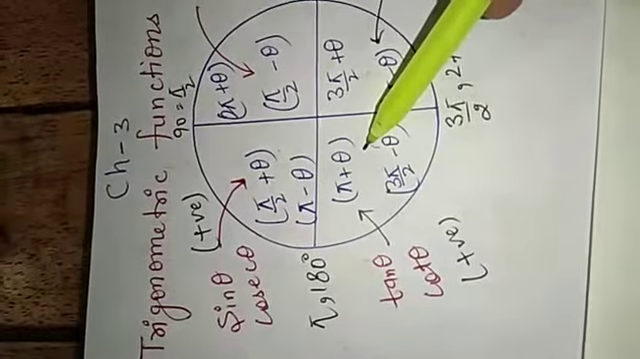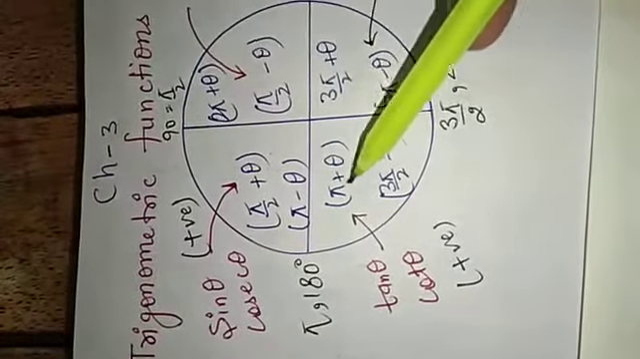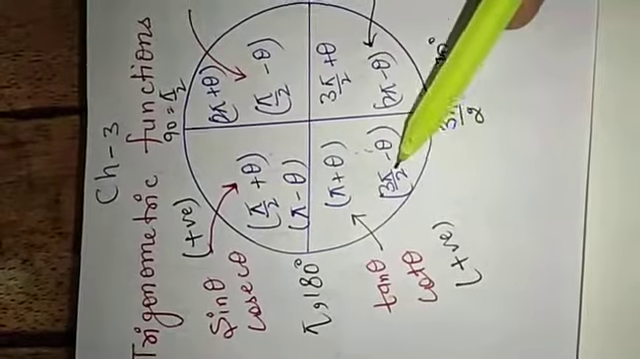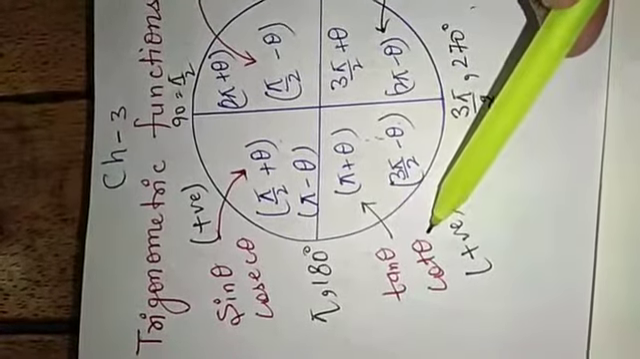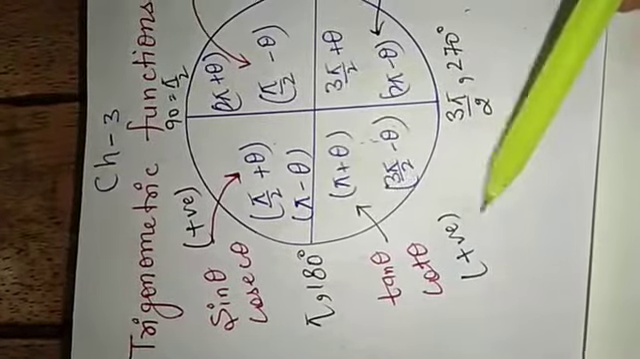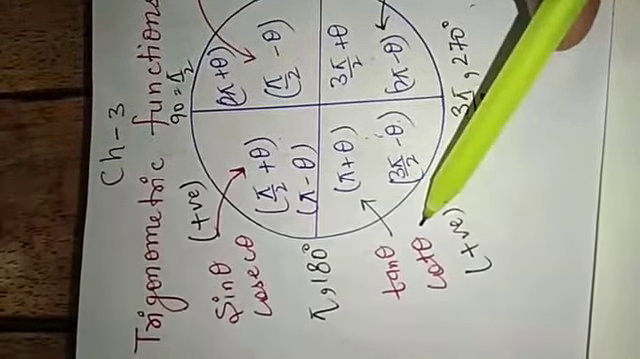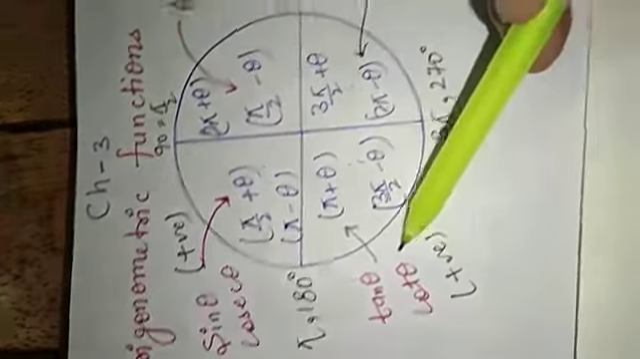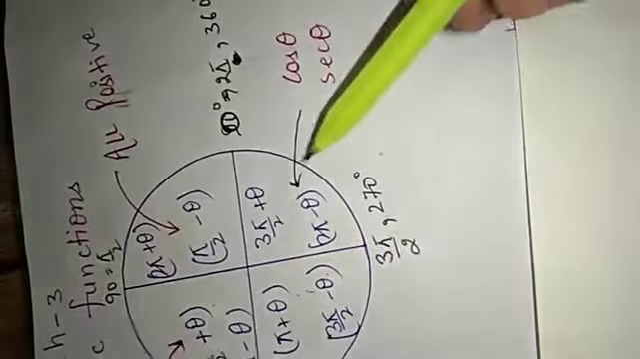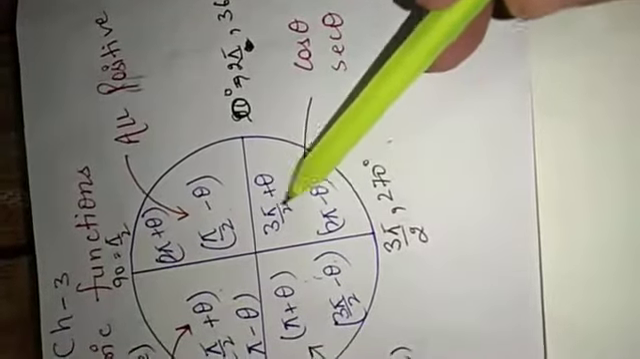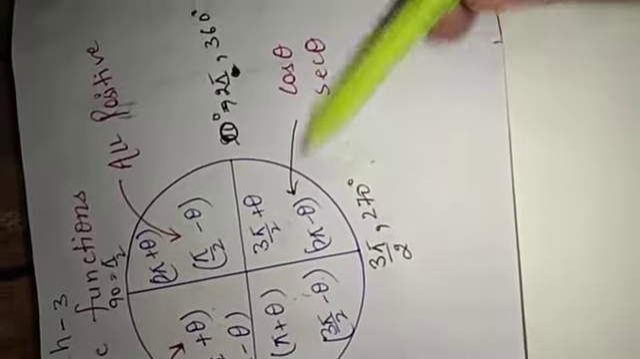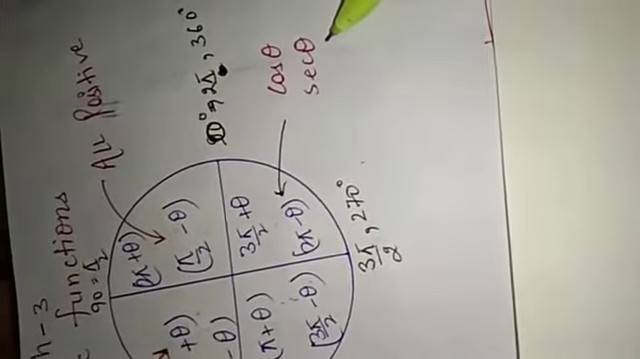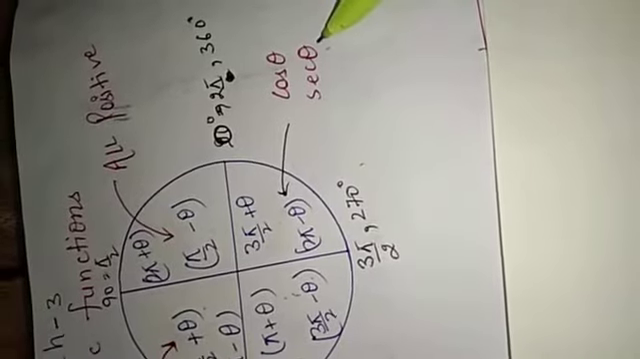Now comes the third quadrant. This is our third quadrant. Here we go when pi plus theta and 3 pi by 2 minus theta, and in this quadrant tan theta and cot theta are positive, and except these values all are negative. And in the fourth quadrant we go by 3 pi by 2 plus theta and 2 pi minus theta, and in this quadrant cos and sec are positive, and except these all are negative.